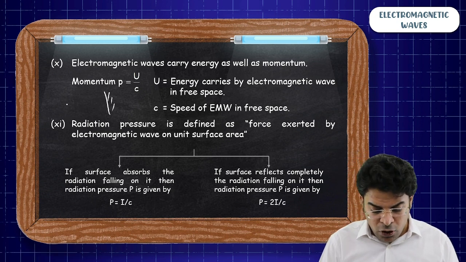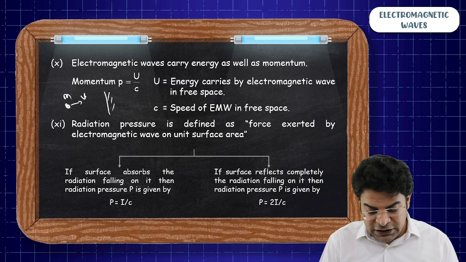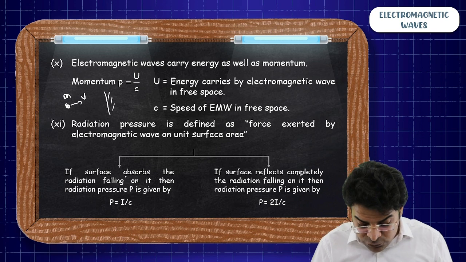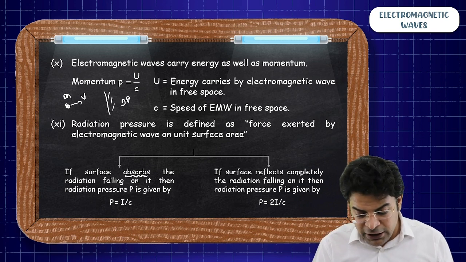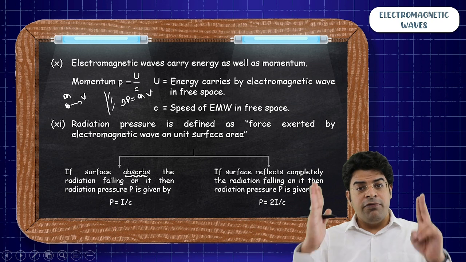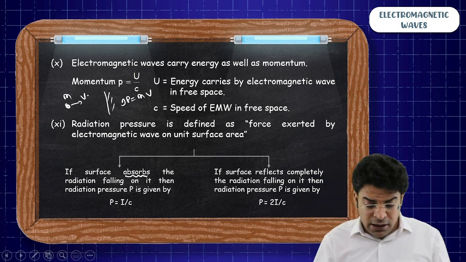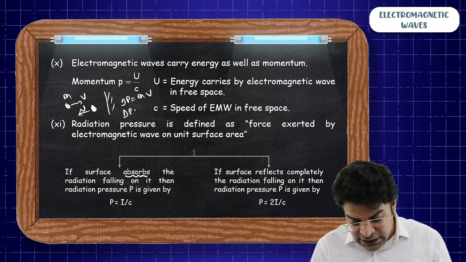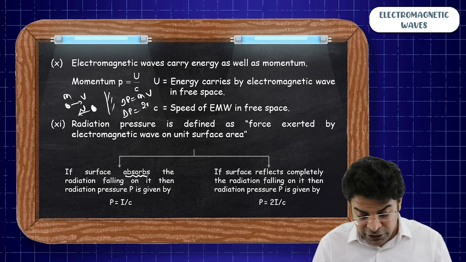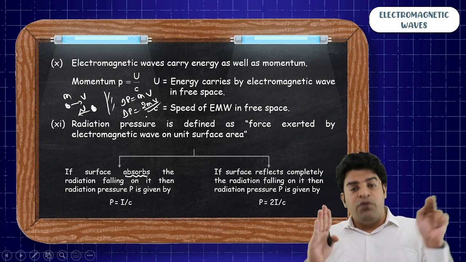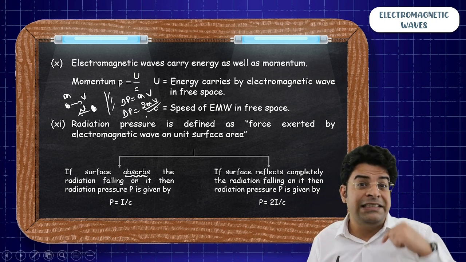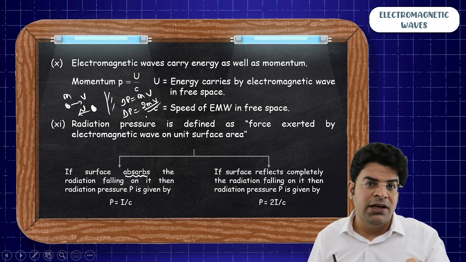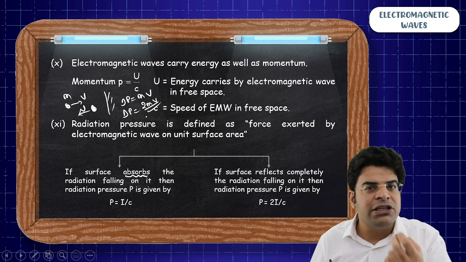If you throw a ball of mass m towards a wall with a speed v, and the ball collides and comes to rest, if it gets absorbed in a way, then the change in momentum of the ball is mv. But if the ball after collision goes back with the same speed in the opposite direction, then for this case the change in momentum of the ball is 2mv. So in case of reflection, the change in momentum is double. Since the change in momentum per unit time is double, the force is double. And if the force is double, the radiation pressure has to be double.